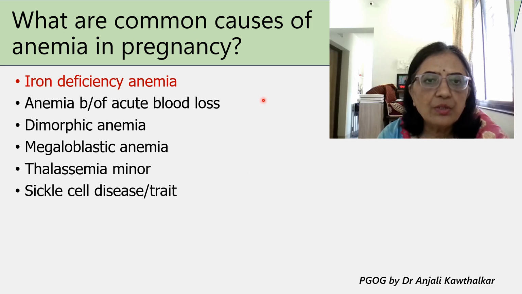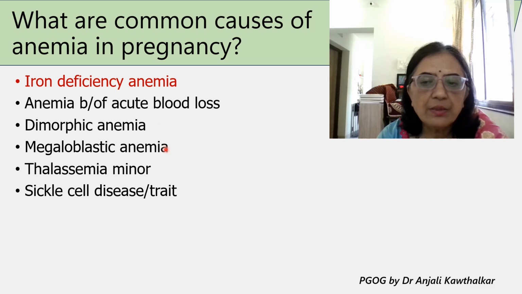Now, what are the common causes of anemia in pregnancy? All over the world, iron deficiency anemia is number one. Whereas number two cause of anemia in pregnancy is acute blood loss because obstetric hemorrhages are very common. Dimorphic anemia is quite common, especially in the low or middle income countries because nutritional deficiencies lead to deficiency of folic acid as well as iron.